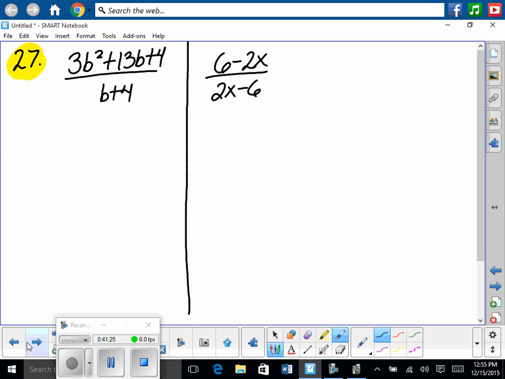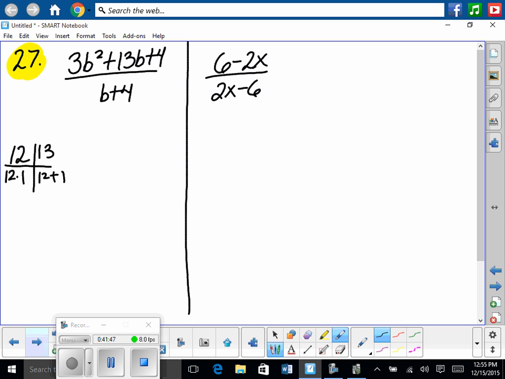All right, on this next one, it says simplify and state excluded values. So the first thing we do is factor the top, factor the bottom. On top, it's quadratic and there's nothing in common, so I do what multiplies to be a times c, which is 12, and adds up to be 13. 12 times 1, 12 plus 1, and then we long factor.